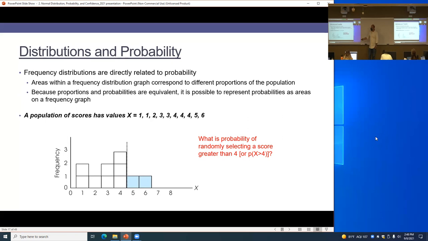Okay. And I've gone through and plotted these out right here. Matt, if you're looking at this, what's the probability of randomly selecting a score greater than 4? 20%. That's brilliant. How did you get that? There are 2 out of 10 boxes. Right. So 2 of these observations out of the total of 10 in the population have a score greater than 4. So it's 20%. Right. Really straightforward and easy in this example.